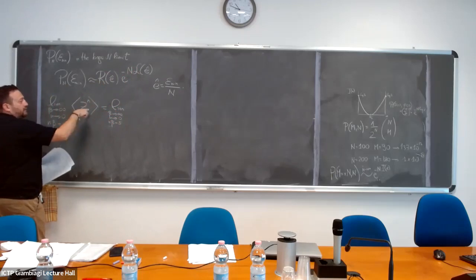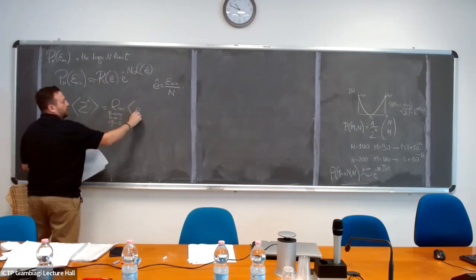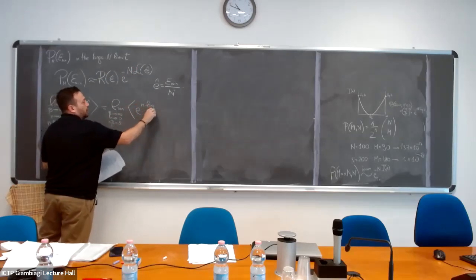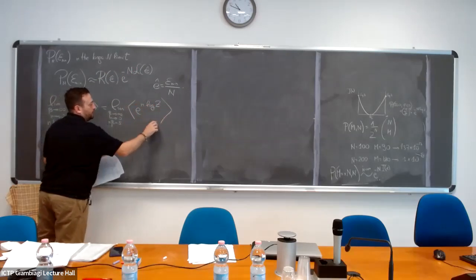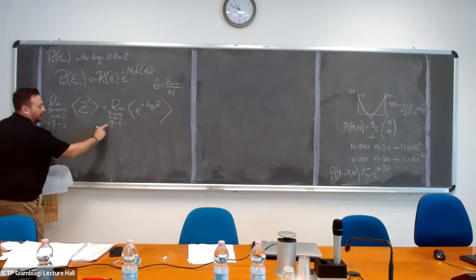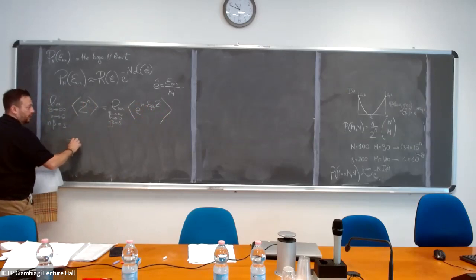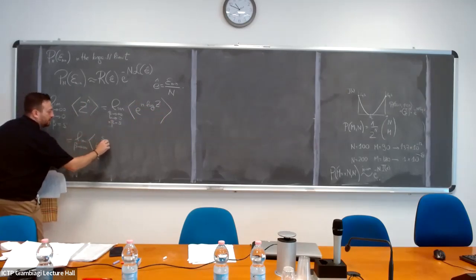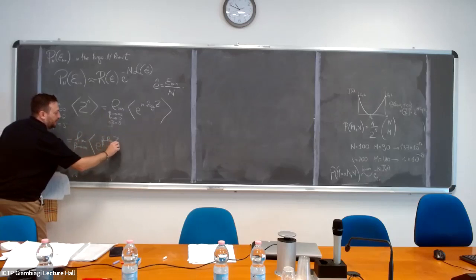So we raise this to the exponent. So we write this as exponential of n log z. Okay. And then we use the fact that little n is s over beta. So we get the limit beta to infinity of exponential of s over beta log z.